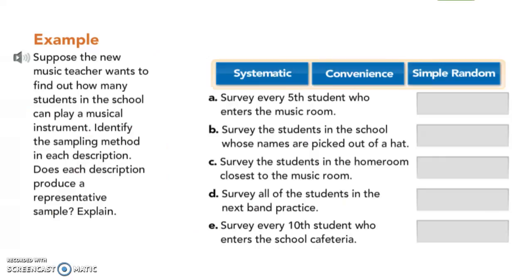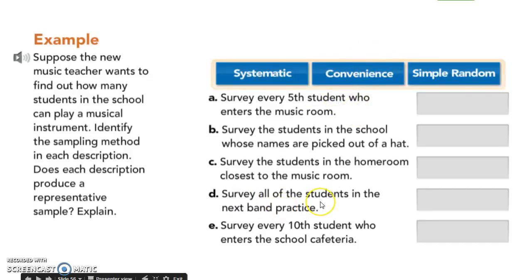So let's just go here and we can classify and then we'll move on. If we surveyed every 5th student who entered the music room, which would that be? That would be systematic because every 5th student. If we surveyed the students in the school whose names are picked out of a hat, that would be simple random. If we surveyed the students in the homeroom closest to the music room, that would be convenience.